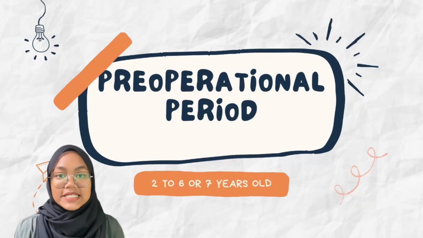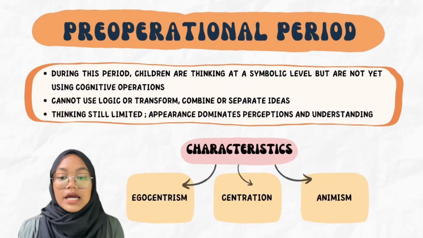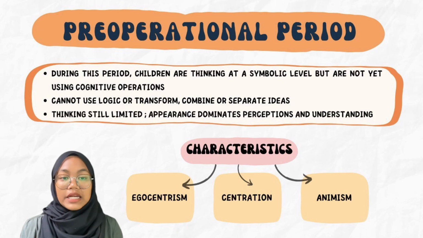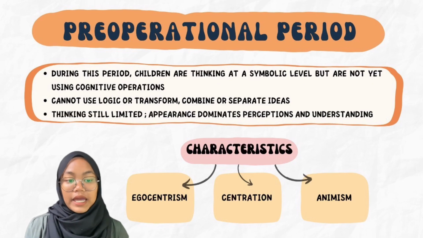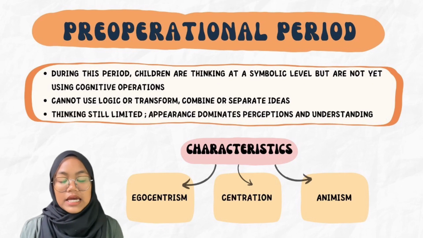Next, I will present the second stage of Piaget's theory of cognitive development, which is the pre-operational stage. This stage begins around age 2 and lasts until approximately age 7. During this period, children think at a symbolic level but are not yet using concrete logic, where they cannot use logic or transform, either combine or separate ideas. Their thinking skills are still limited, where appearance still dominates their perception and understanding.